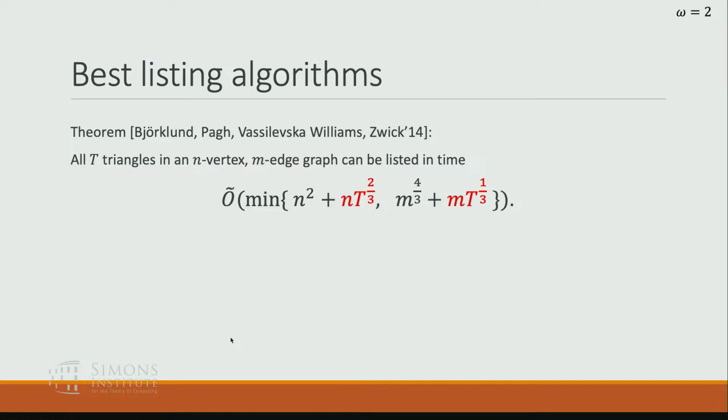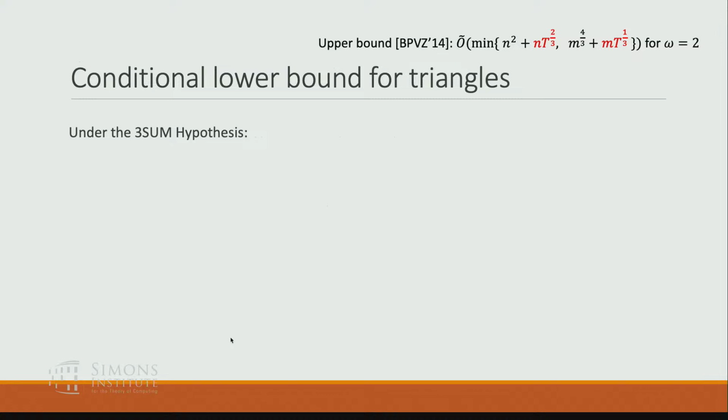And the second running time is in terms of m, which is m to the 4/3 plus m times t to the 1/3. And this m to the 4/3 time is the same as the running time to find just one triangle. So if we cannot improve the running time to find one triangle, this m to the 4/3 part is also inevitable. And in fact, we can.